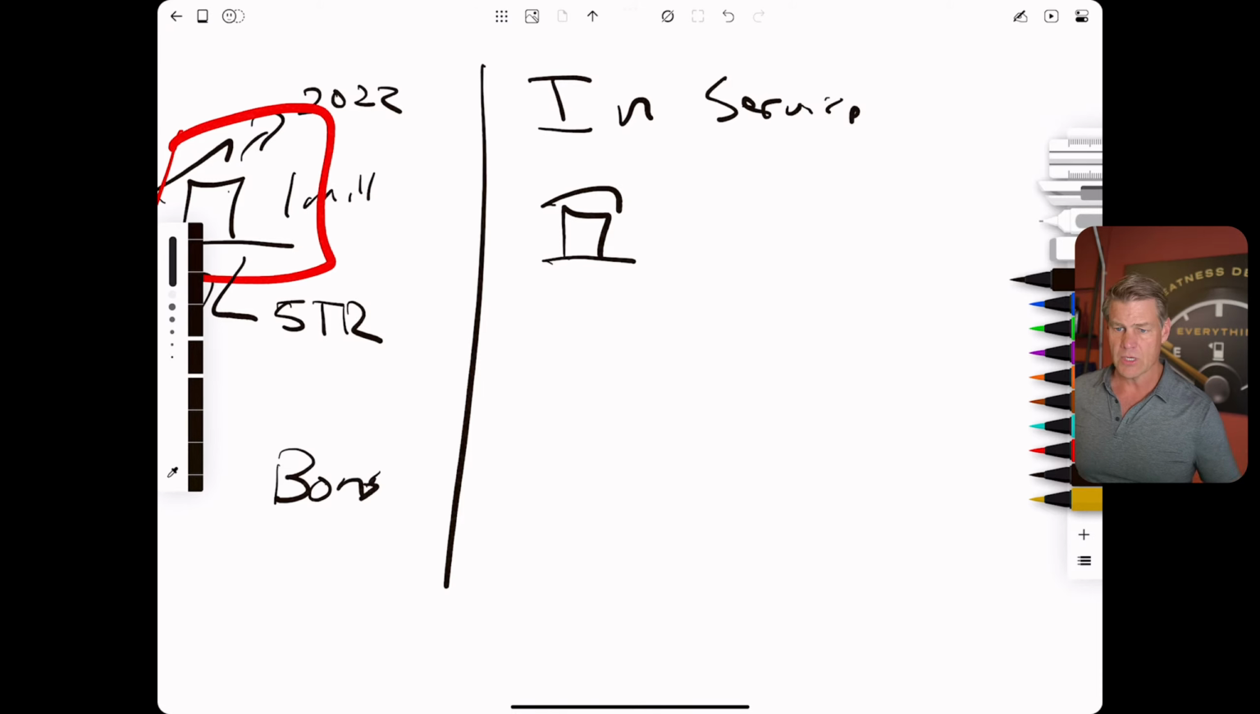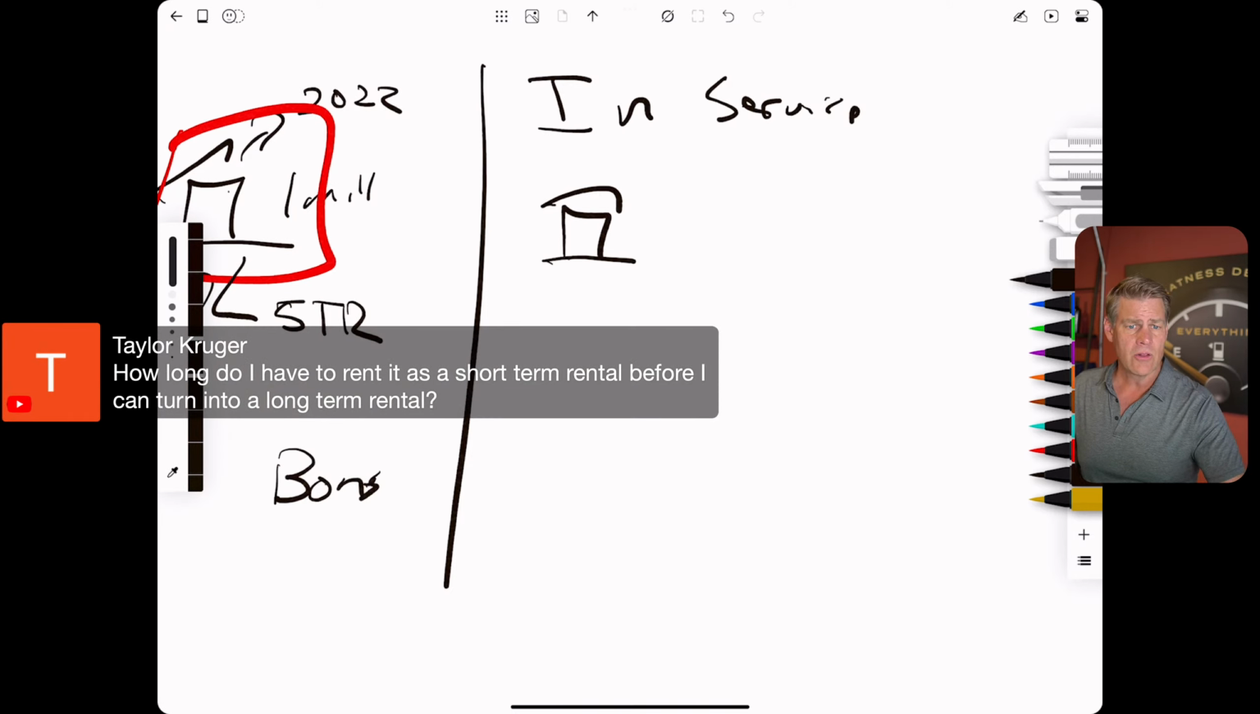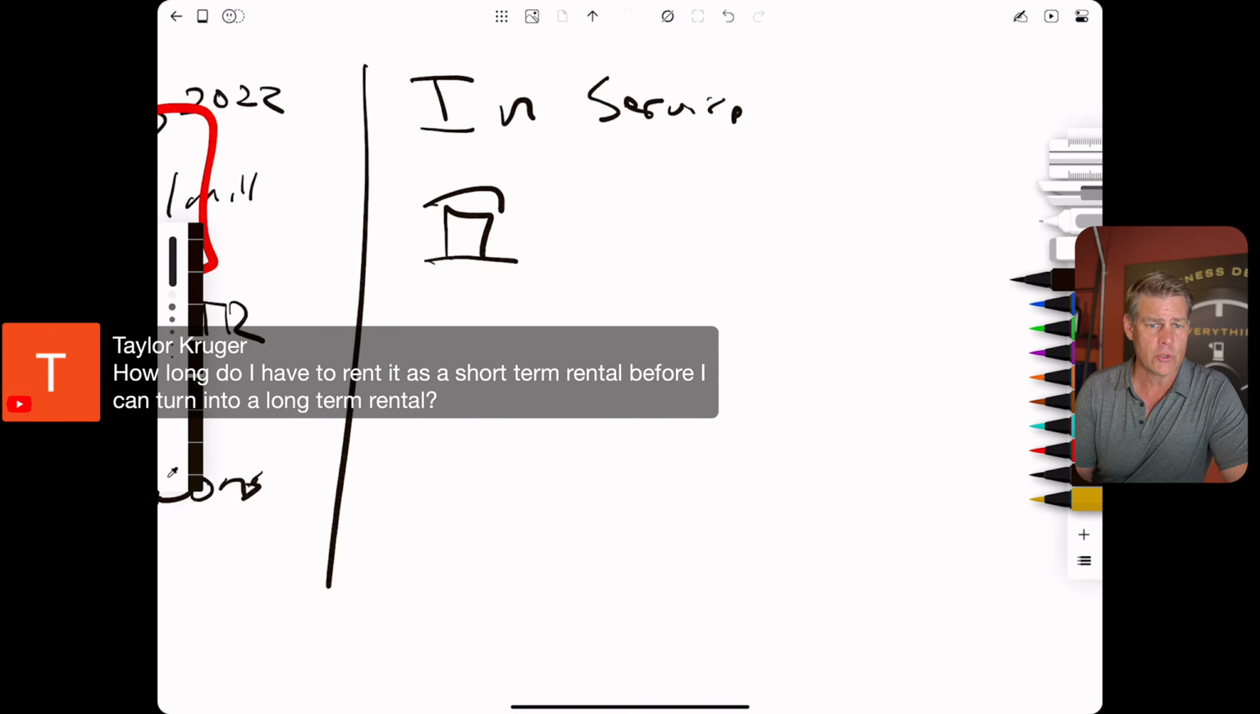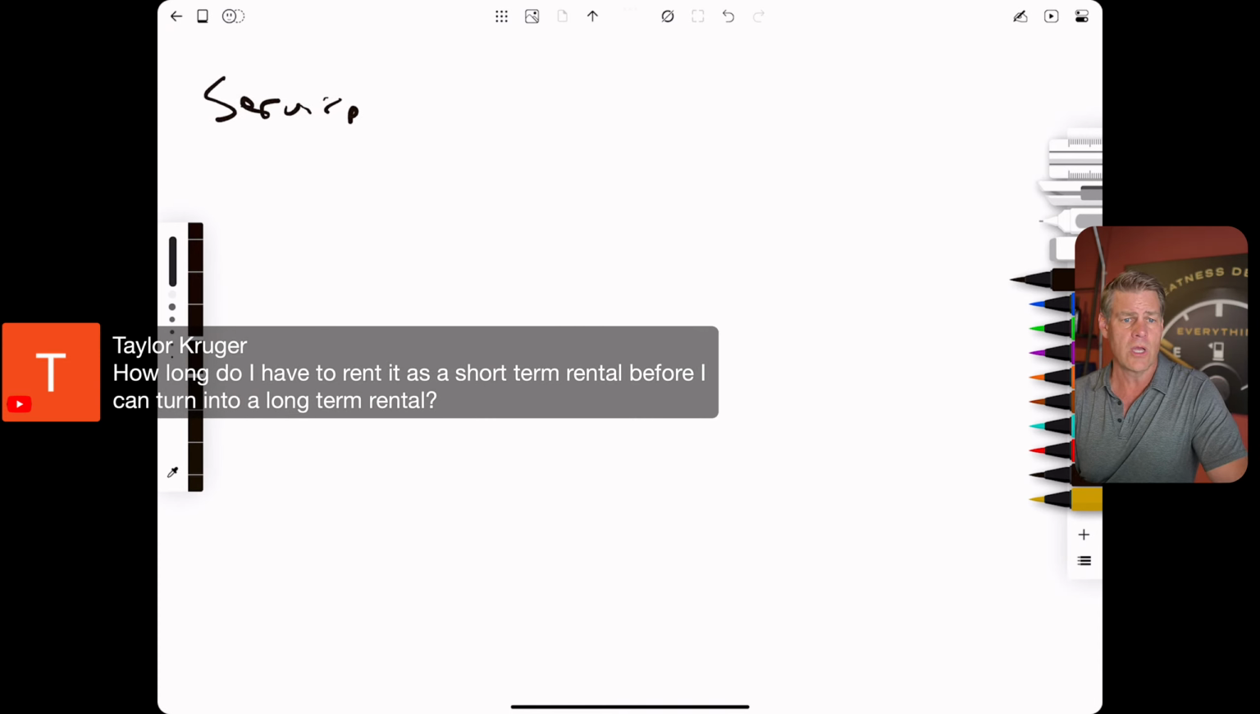All right, so I see I got some questions here, and let me just scroll down to them. Okay, so Taylor asks, how long do you have to rent it as a short-term rental before I can turn it into a long-term rental?